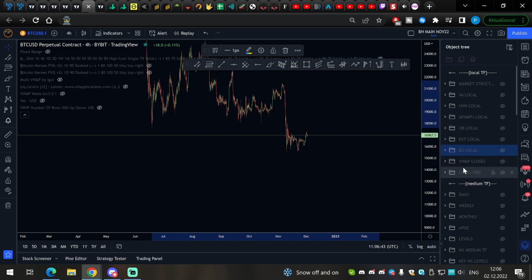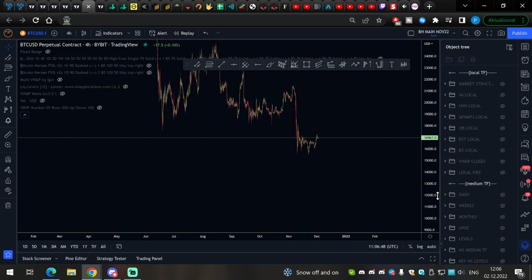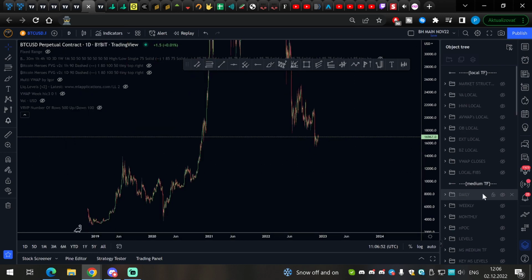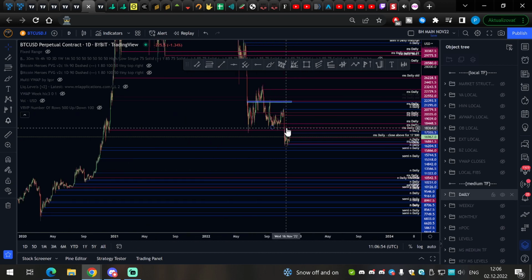We use the closes directly in the group. I'm not going to show them. You can just see them. How about dailies? We are looking at the dailies.